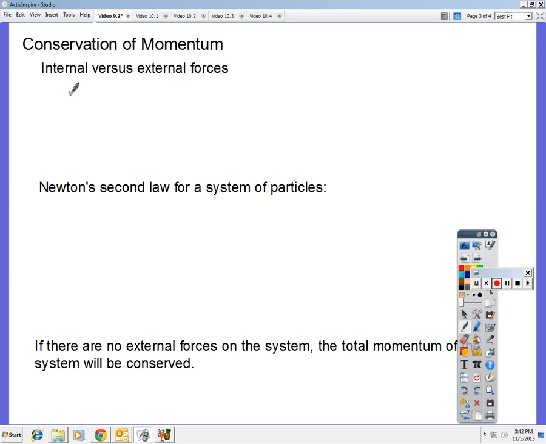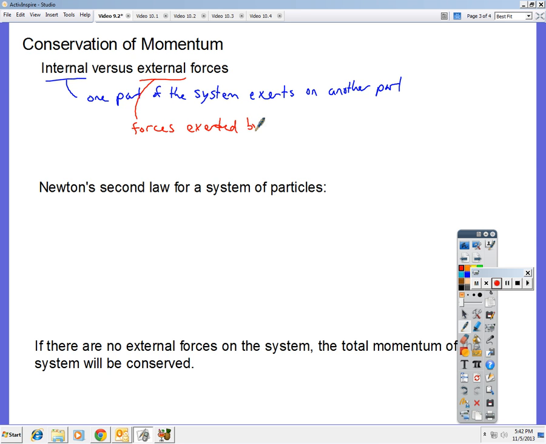So internal forces are forces that one part of the system exerts on another part. And external forces are forces exerted by outside objects, so by particles outside of the system. This makes it very important to identify what the system is.